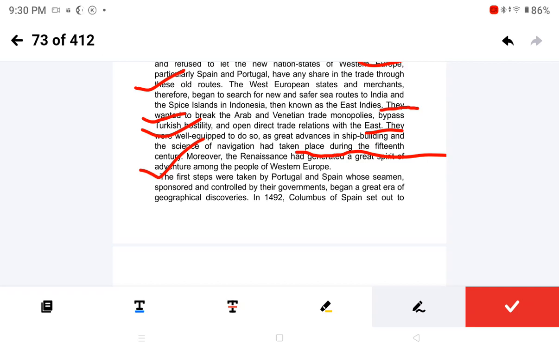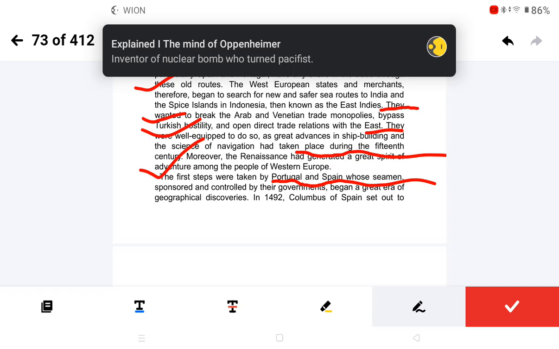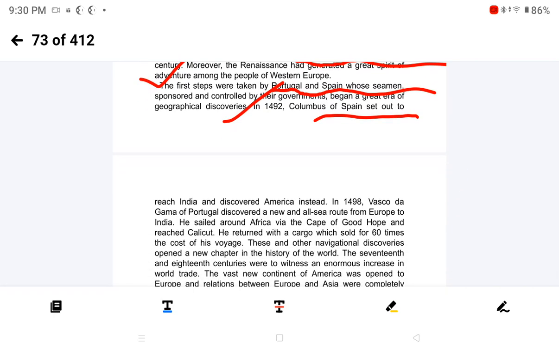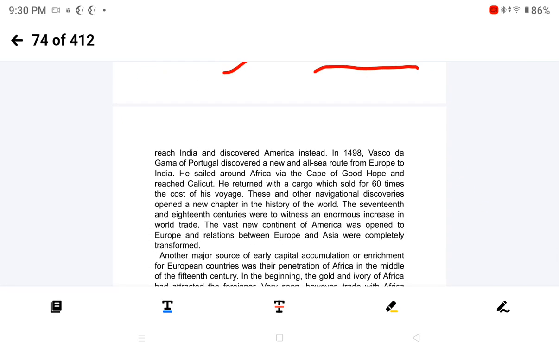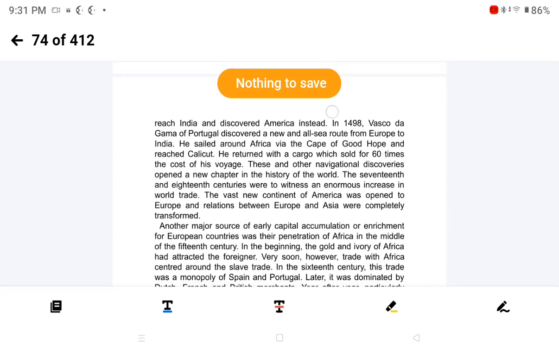The first steps were taken by Portugal and Spain, whose seamen, sponsored and controlled by their governments, began a great era of geographical discoveries. In 1492, Columbus of Spain set out to reach India but instead discovered America.